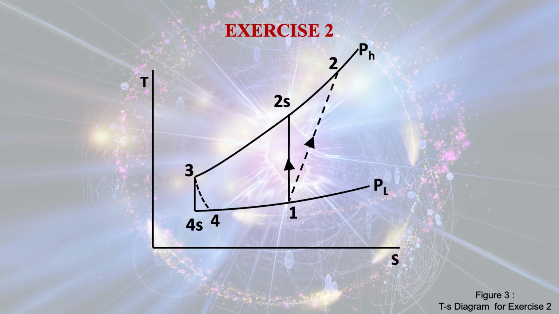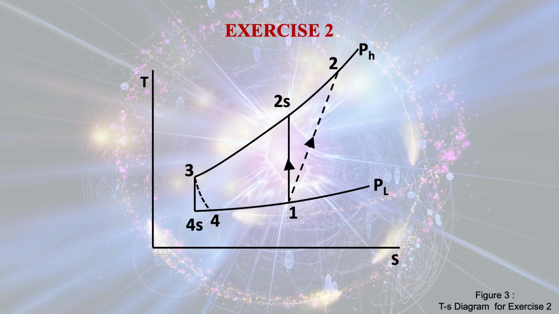Now, point 3 is the entry point in the expander or the turbine, and if it works isentropically, then the process from 3 to 4s, but because of the irreversibilities present in the process, the actual process is depicted by the dotted line from 3 to 4. So, the actual process is, for this particular case, is 1 to 2, 2 to 3, 3 to 4 and 4 to 1. But if we consider it is a reversible adiabatic process for the ideal case, then the cycle is defined as from 1 to 2s, 2s to 3, 3 to 4s and 4s to 1.